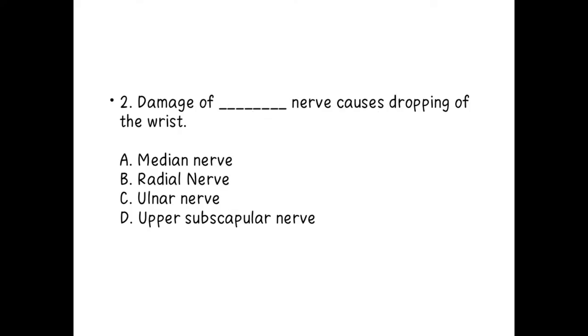Number two, damage of dash nerve causes dropping of the wrist. A. Median nerve. B. Radial nerve. C. Ulnar nerve. D. Upper subscapular nerve. Which of these nerves will cause dropping of the wrist? The right answer to this question is B, the radial nerve.